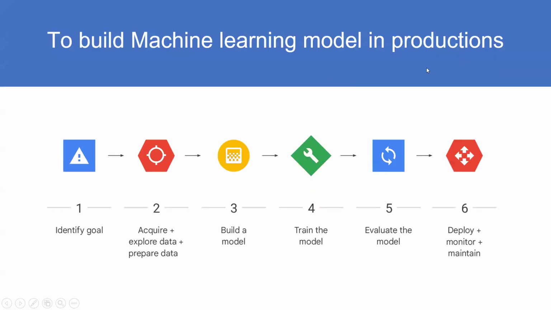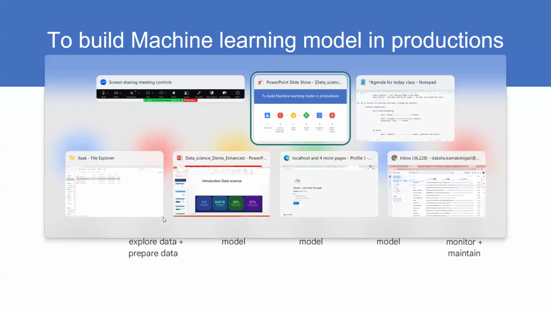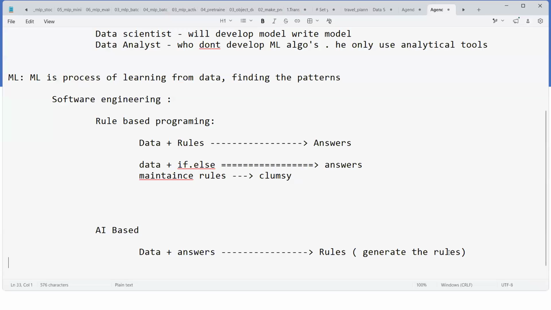To build machine learning models in production, we identify the goal or problem statement. What do we need to do? We need to acquire the data. So this comes under the data science life cycle.